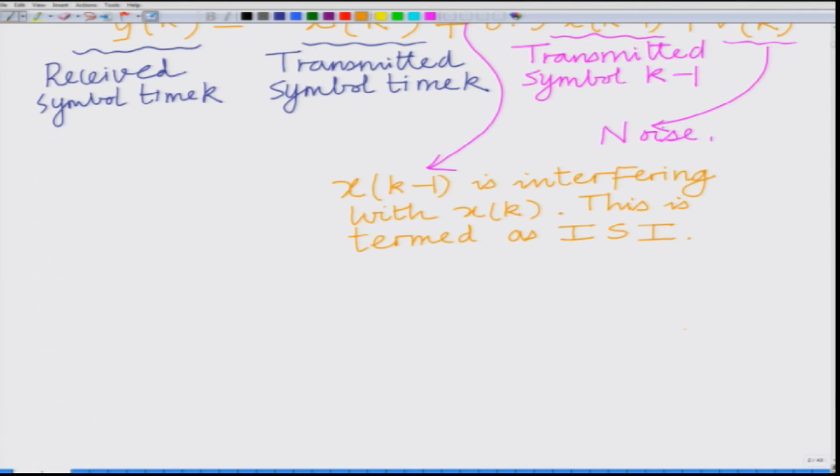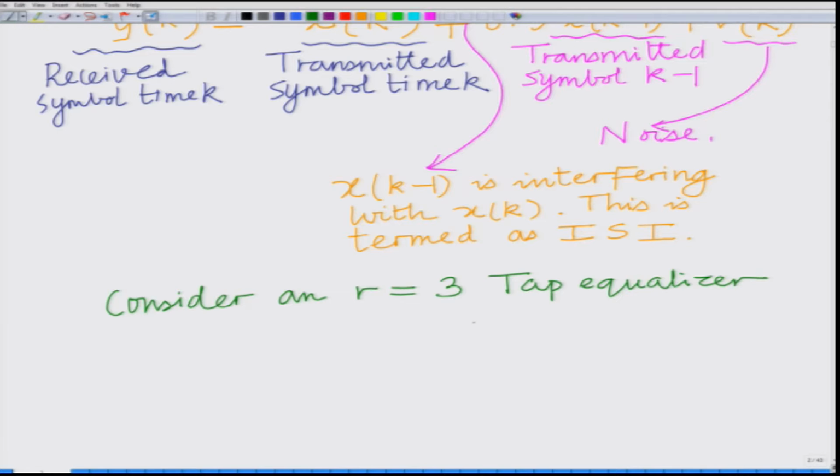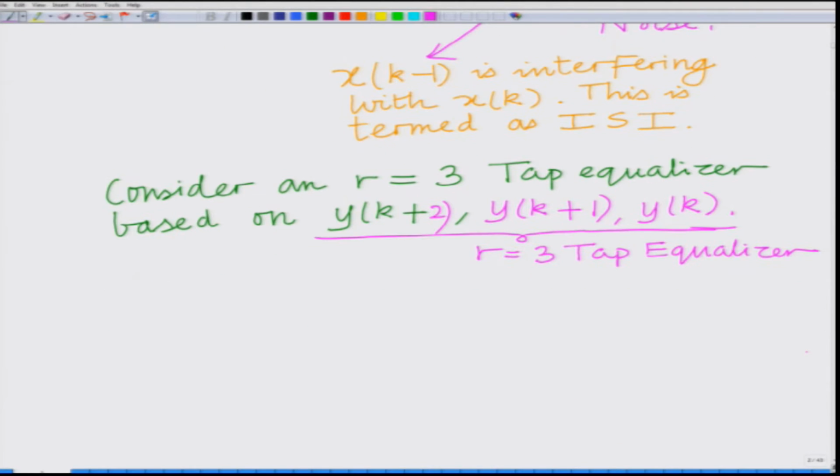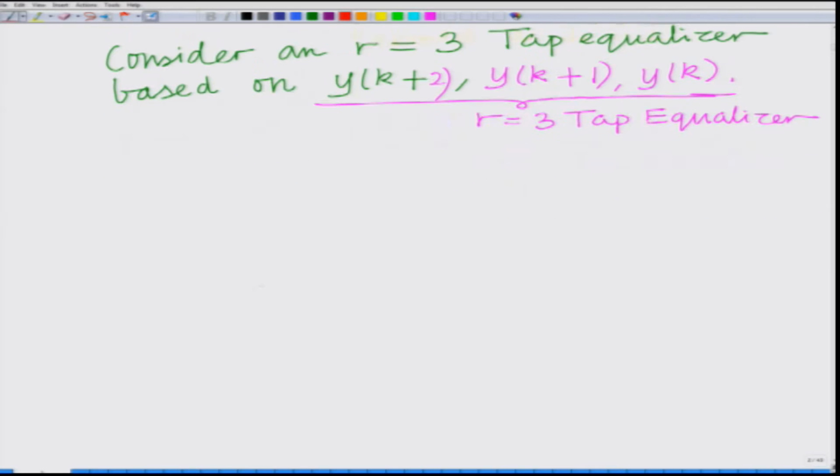Now consider an R equal to 3 tap equalizer again, based on the received samples yk plus 2, yk plus 1 and yk. So, we have 3 samples, and using these we want to design an R equal to 3 tap equalizer. Now let us write the equations for these symbols yk plus 2, yk plus 1 and yk.